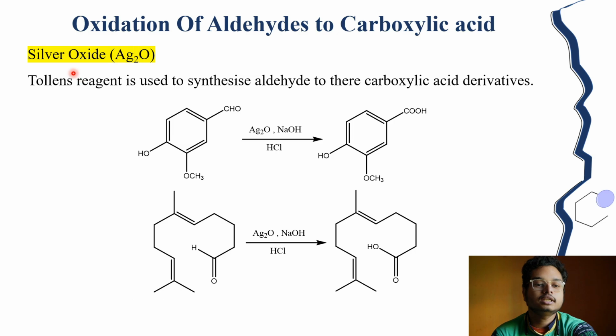Now let's talk about Tollens reagent. This is silver oxide. Tollens reagent is used to convert aldehydes to carboxylic acid derivatives under very mild reaction conditions. So it is only able to convert aldehyde to carboxylic acid. Here you can find different functional groups, but it will do its job to convert the aldehyde to the corresponding carboxylic acid. Similarly, here also, the aldehyde is present. In the presence of Tollens reagent, it will form carboxylic acids.